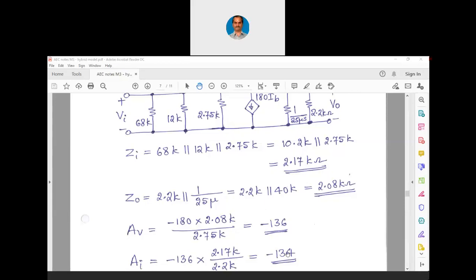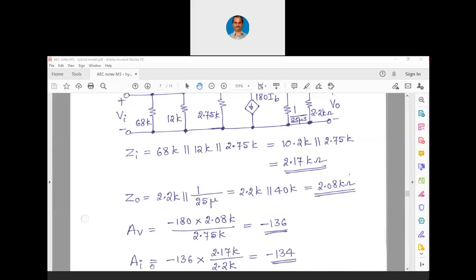When we calculate the current gain, we can ignore that 1 over 25 microsiemens because it is internal. Whereas this 2.17k input impedance is going to affect the input signal as well. But as far as the output is concerned, the 25 microsiemens can be ignored at the output side. So we can directly write ZI divided by RC. That input side to output side ratio, into this voltage gain, gives the current gain. Current gain is minus 134.